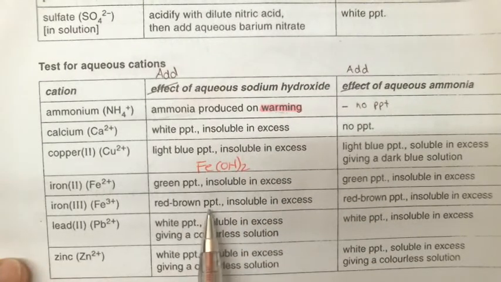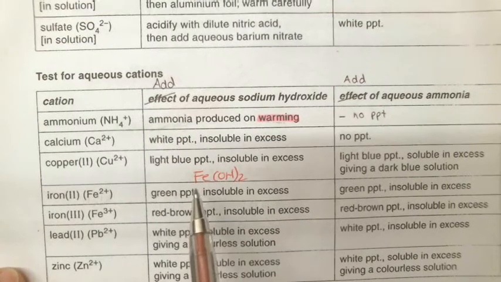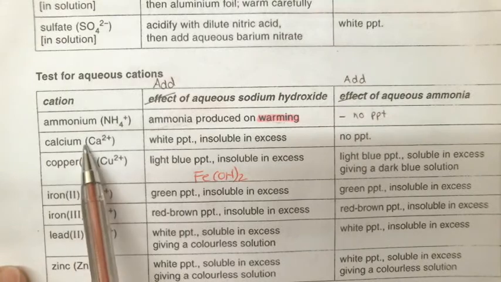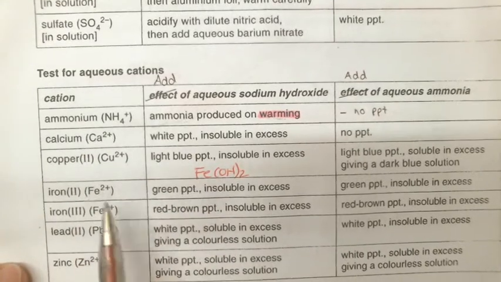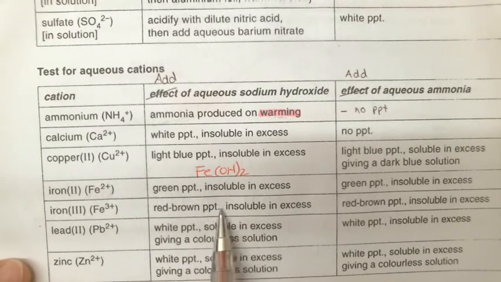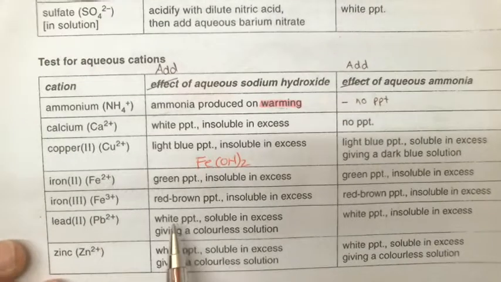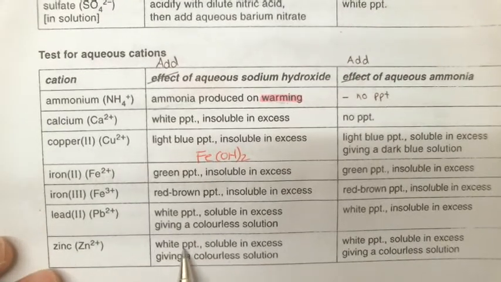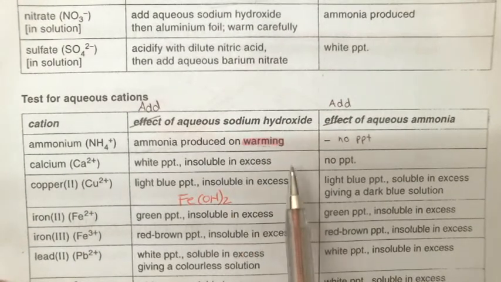In fact, every PPT here is a hydroxide. So you can safely say that this white PPT is calcium hydroxide. This light blue PPT here is copper hydroxide. This green PPT here is iron 2 hydroxide. This red brown is iron 3 hydroxide. This white PPT here is lead 2 hydroxide, and of course this white PPT is zinc hydroxide. And bear in mind, it's only a hydroxide if you add sodium hydroxide.